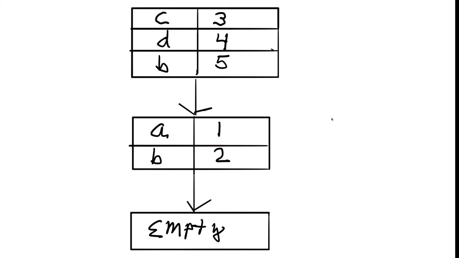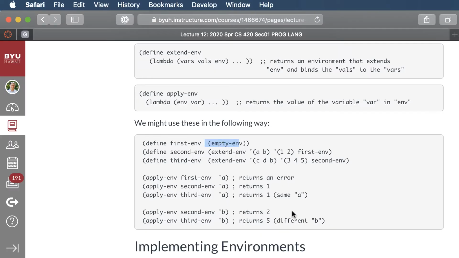Then in the next environment that we extend, where we declare c, d, and b, c being equal to 3, d being equal to 4, and b being equal to 5. In this case, when we're looking up a variable in our empty environment, we're going to get an error. If we look it up in this extended environment, we'll see that a is equal to 1. Now if we look a up in the third environment, we'll still find this a and that is equal to 1, because if we don't find a in this environment, then we go up and check the environment it extended.